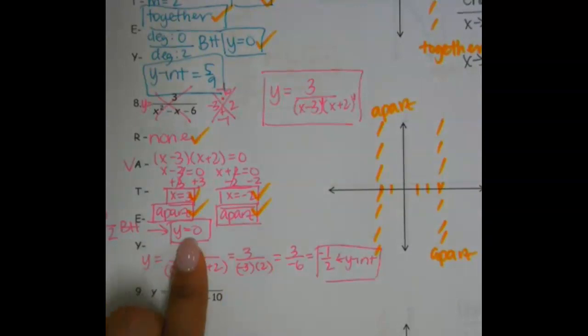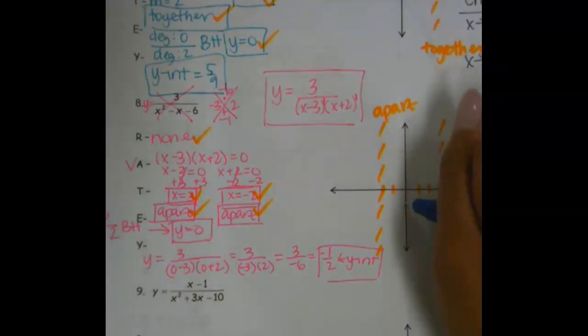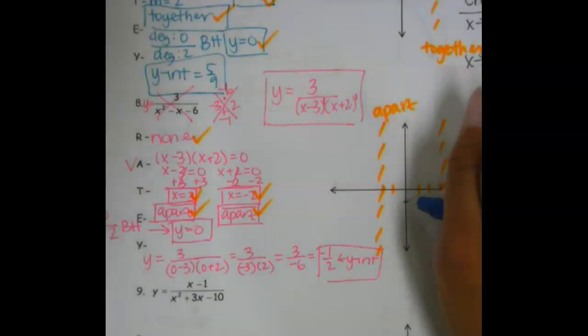I have a horizontal asymptote at y equals 0. Don't graph this just yet. Look up for just a second. And I have a y-intercept at negative 1/2. So at negative 1/2, I'm just going to graph this down here. Here's negative 1/2.